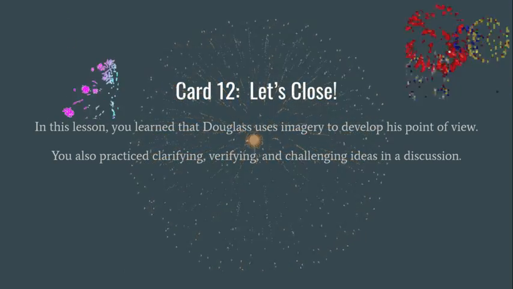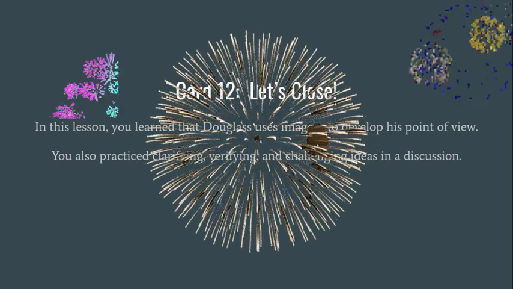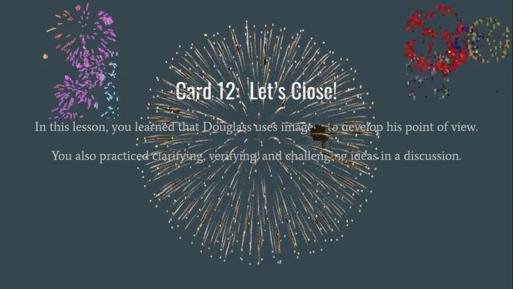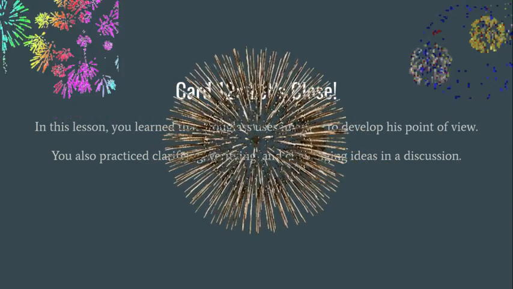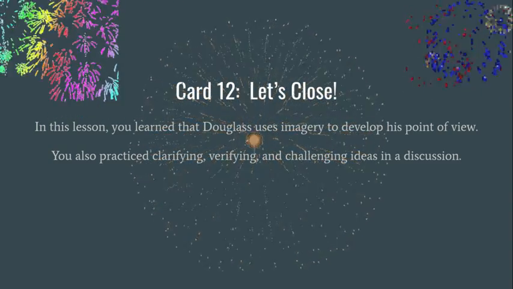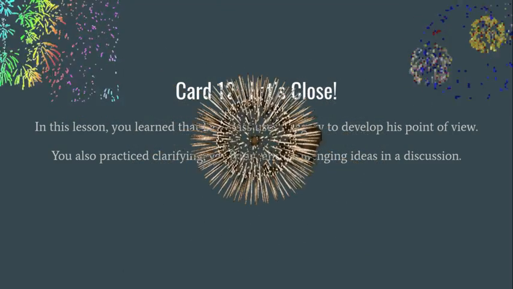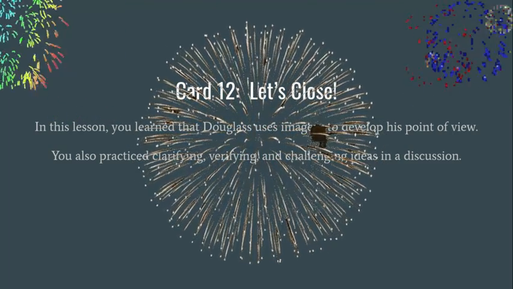And now, we're finished with Lesson 4. So let's close this up. In this lesson, you learned that Douglass uses imagery to develop his point of view. You also practiced clarifying, verifying, and challenging ideas in a discussion. Congratulations!